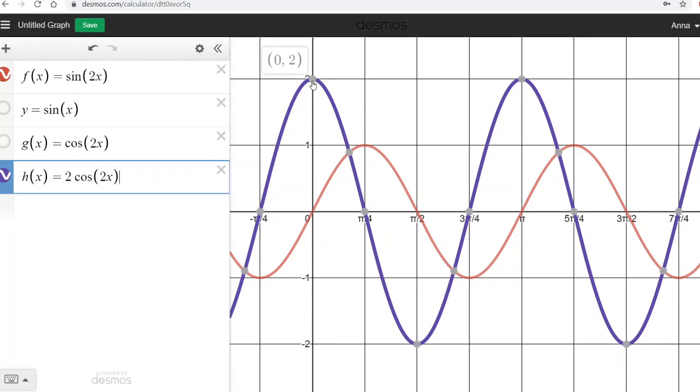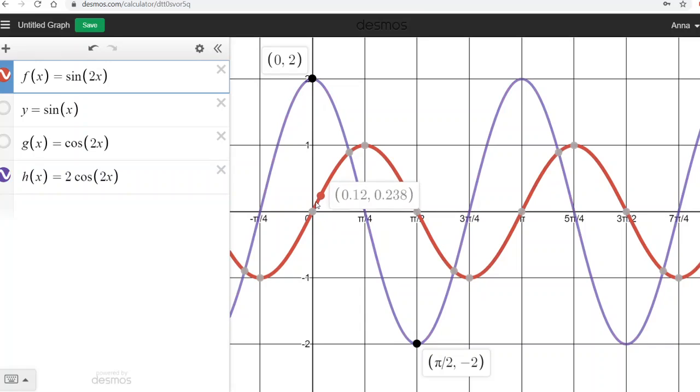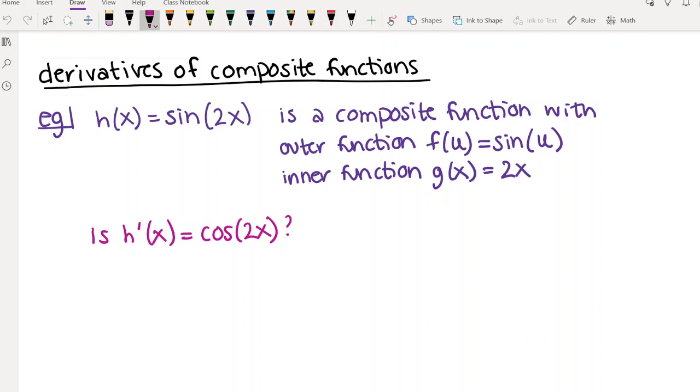However, now it actually reaches a peak height of 2 and a minimum height of -2, which corresponds to the fact that the sine of 2x graph gets as steep as 2 or -2 as its slope. So the correct derivative for sine of 2x is actually 2 times cosine of 2x. So let's try to make sense of that.